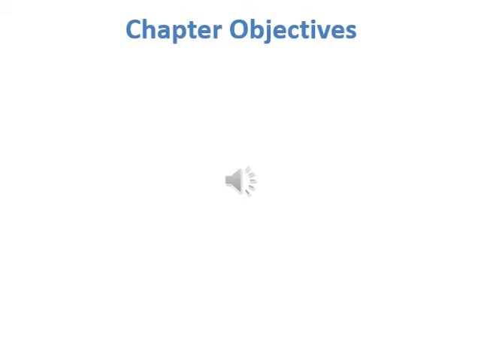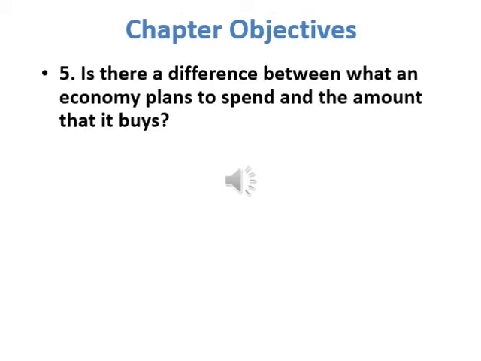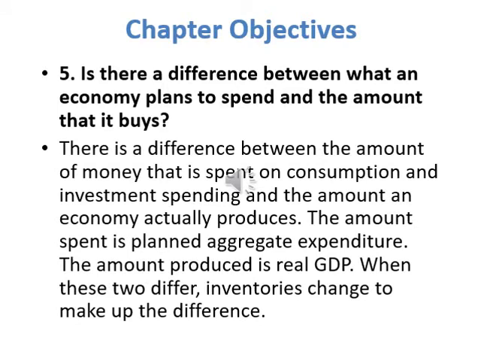Chapter Objectives. 5. Is there a difference between what an economy plans to spend and the amount that it buys? There is a difference between the amount of money that is spent on consumption and investment spending and the amount an economy actually produces. The amount spent is planned aggregate expenditure. The amount produced is real GDP. When these two differ, inventories change to make up the difference.